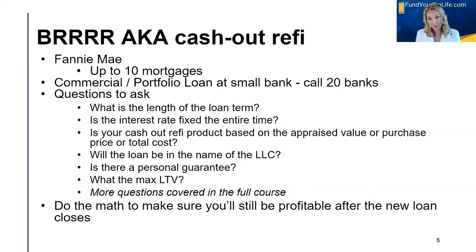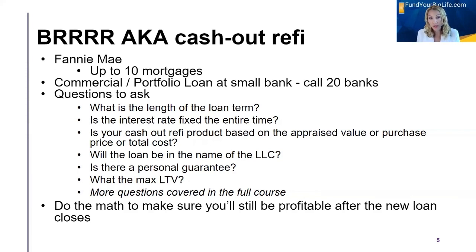but that's why you call 20 to see who has the best options for you. Ask them, is the interest rate fixed the entire time? Sometimes the interest rate is only fixed for the first 3 years and then it adjusts with prime. Sometimes it's fixed for 5 years. But sometimes, if you're getting a 10-year loan, they'll have it fixed for all 10 years. Sometimes they'll fix it for all 20 or 30 years. I've gotten them fixed for 30 years before with the Fannie Mae loans.